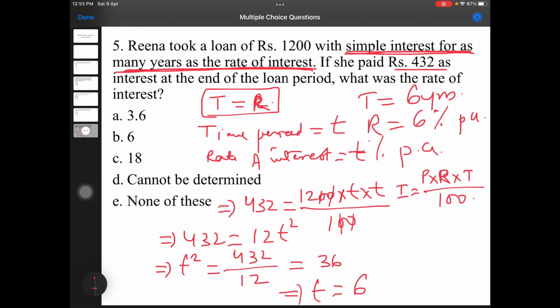So the question asked is to find the rate of interest. So the rate of interest is 6% per annum. So the correct option here is option B, that is 6.